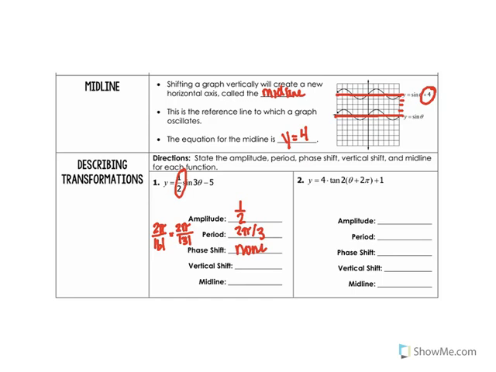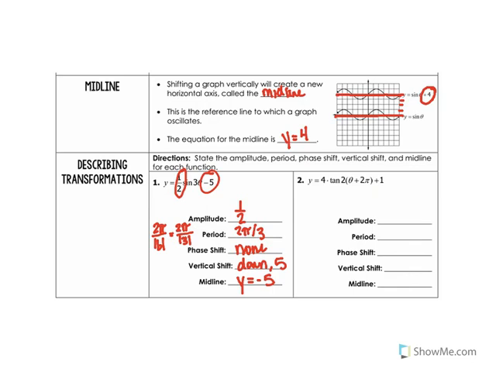The vertical shift is always this number added or subtracted at the end. Don't say -5, say down by 5. That negative means down. And the midline on this is associated with the vertical shift. So our midline is going to move this whole function down by 5. So our midline is going to be y equals -5. Okay, let's do the next one.